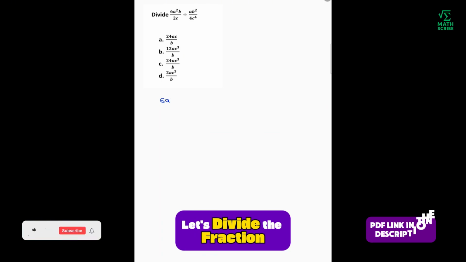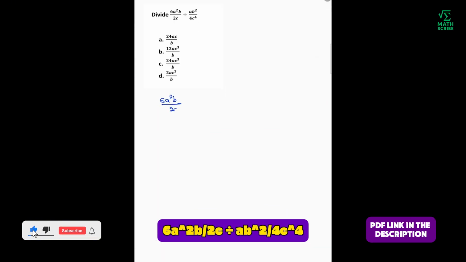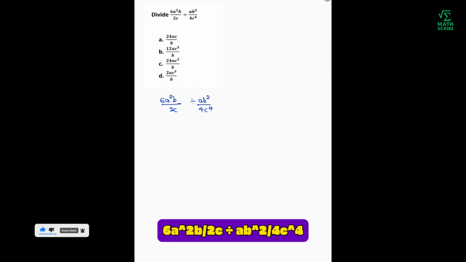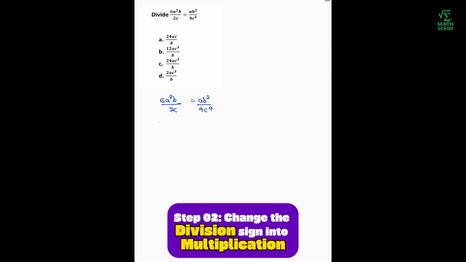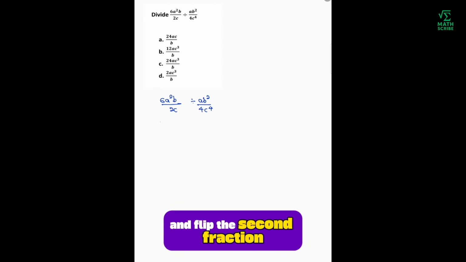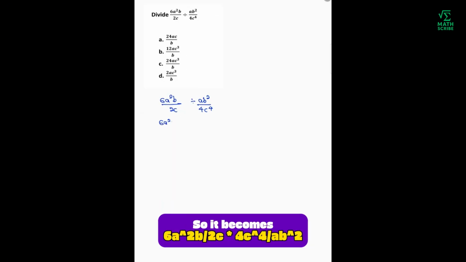Let's divide the fractions. 6a squared b over 2c divided by ab squared over 4c to the power of 4. Step 1. Keep the first fraction as it is. Step 2. Change the division sign into multiplication and flip the second fraction. So it becomes 6a squared b over 2c multiplied by 4c to the power of 4 over ab squared.